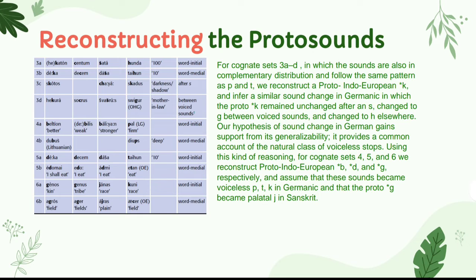Okay, I will continue the explanation from Resa. So we can see in the table for cognate sets 3a through 3d, the sounds are also in complementary distribution and follow the same pattern as p and t. We reconstruct a Proto-Indo-European *k and infer a similar sound change in Germanic, in which the proto-k remained unchanged after an s, changed to g between voiced sounds, and changed to h elsewhere.